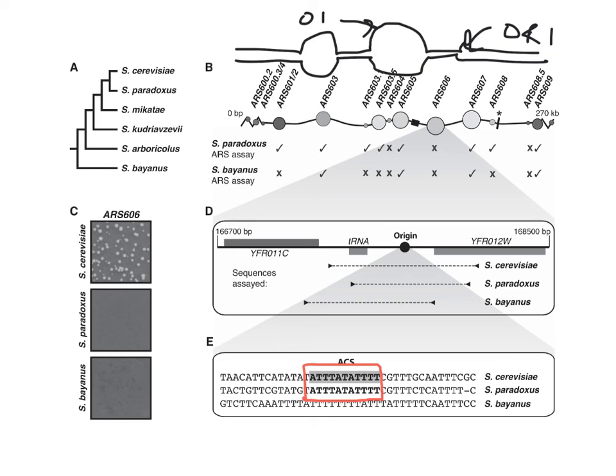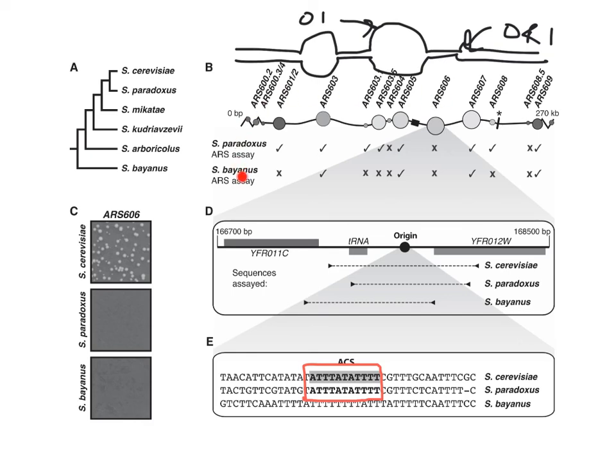Well, looking at E and looking at the bayanus species, and then also looking back up at B, they're using both paradoxus and bayanus. You can see that bayanus doesn't successfully use those same sites as often as paradoxus. Absolutely, which makes a lot of sense.